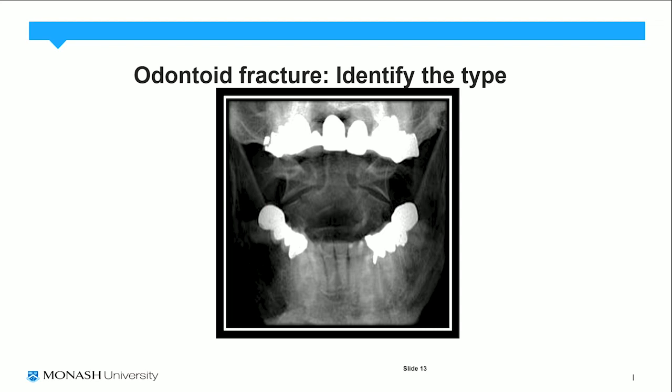So if we look at this image, we are able to see that there is a lucent line that goes into the body of C2. So this is a type 3 odontoid fracture.